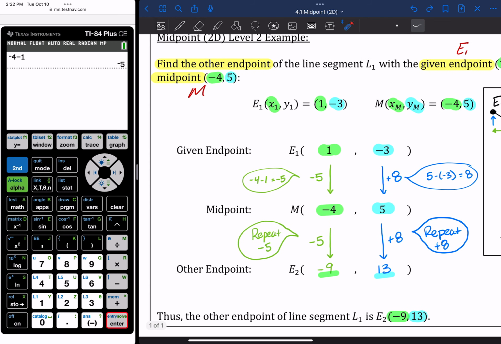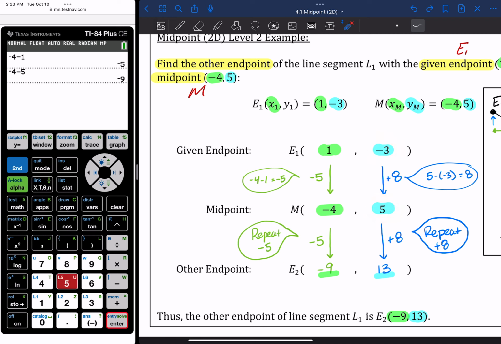So starting at -4, I'm going to subtract 5. And I get the x component for my other endpoint is -9. I'm going to repeat that again, but for y. What is the change that I need to occur? Go from -3 to 5.